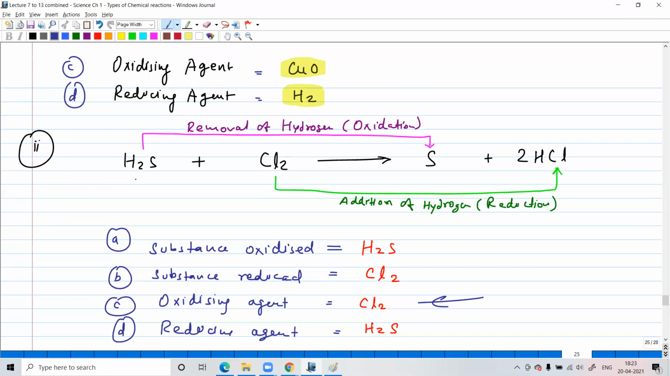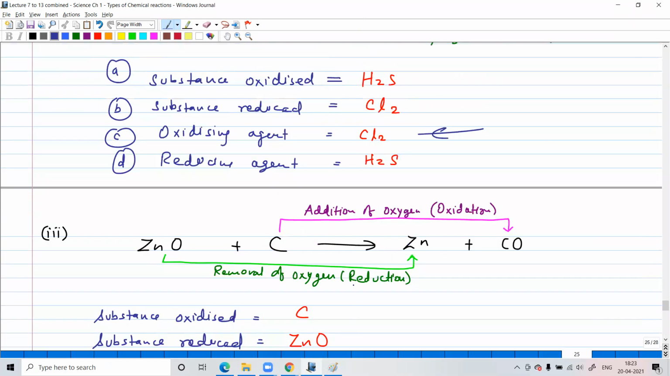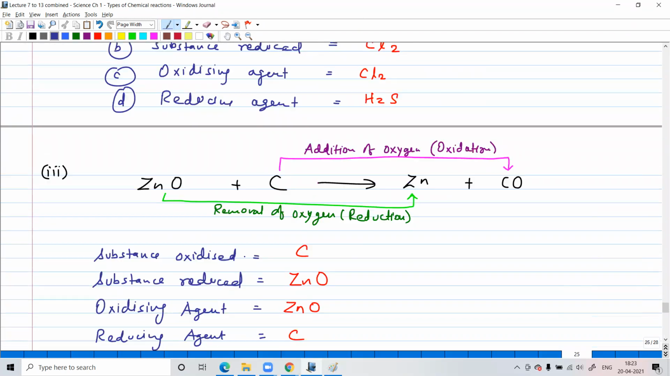Not the one which loses the hydrogen, because this is the substance which got oxidized, H2S, right? The one which loses the hydrogen becomes oxidized. Why did it get oxidized? Because of chlorine. Chlorine came and took the hydrogen from here. So chlorine becomes the oxidizing agent. Is that the question you were asking, Pragati? Is it clear? Yes, sir.